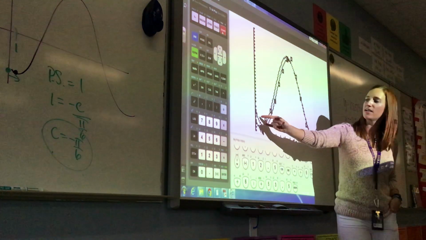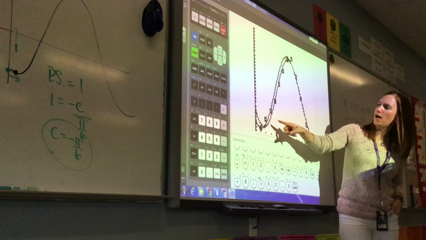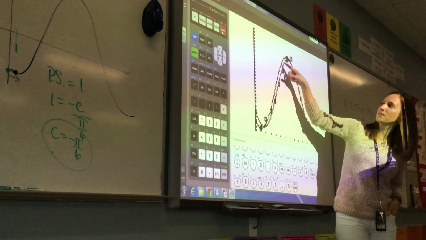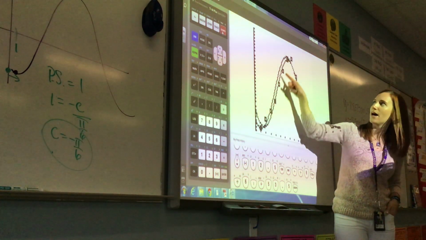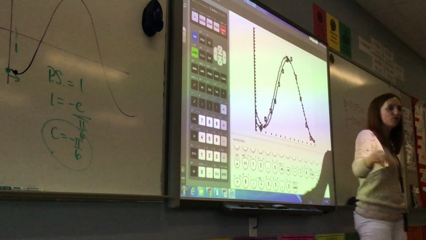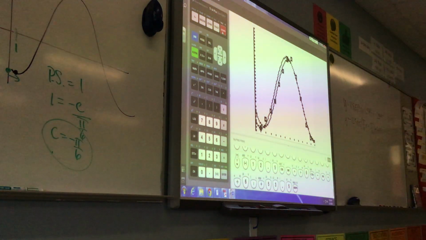The other thing to look at here, they're a little different. The one that's kind of on top is the one we did by hand. The one that's on bottom is the one the calculator did. Which one's more accurate? Top or bottom? Bottom. So the one that the calculator did.